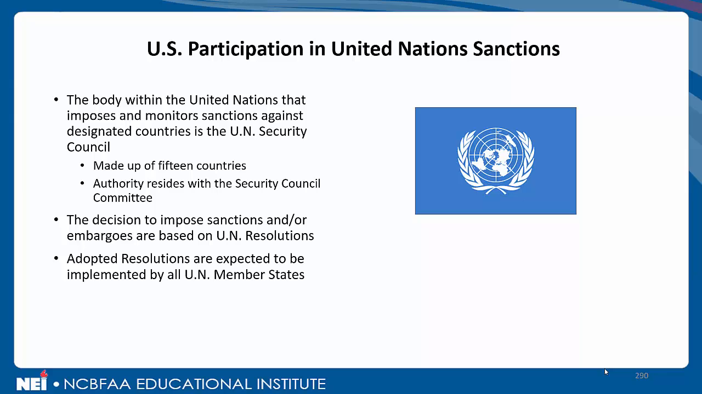Any decision to impose sanctions and/or embargoes is based on UN resolutions. One of the member countries makes a proposal and says for XYZ reason, there should be this specific sanction or a full-on embargo against a specific country. It's a proposal and a member vote. As noted in the last bullet point, any resolution that is adopted, a vote that wins, all these resolutions are expected to be implemented by all United Nations member states. A country that belongs to the United Nations is referred to as a member state.